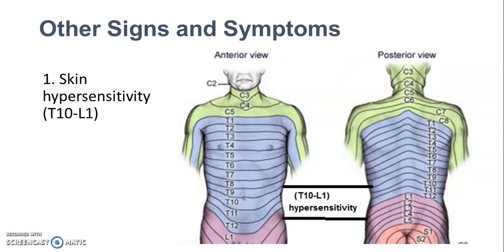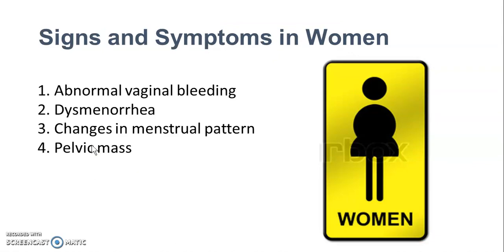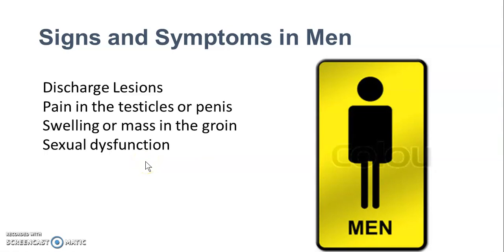Other signs and symptoms include skin hypersensitivity at the level of T10 to L1, and there can be infertility too. The signs and symptoms for women include abnormal vaginal bleeding, dysmenorrhea, changes in menstrual pattern, and pelvic mass. However, for men they include discharge, lesions, pain in the testicles or penis, swelling or mass in the groin. There can be sexual dysfunction too.